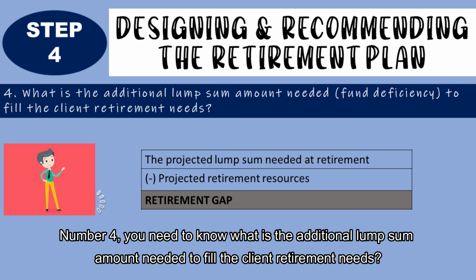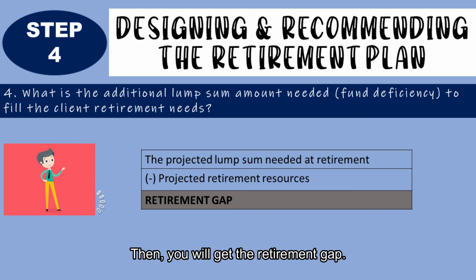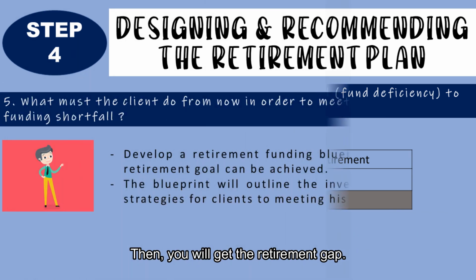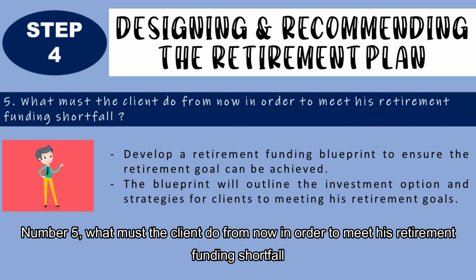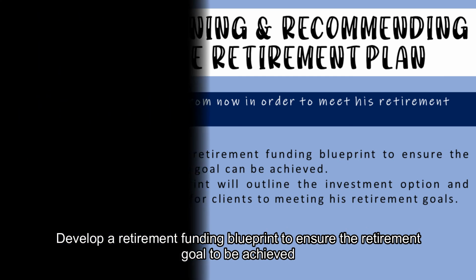Number 4, you need to know the additional lump sum amount needed to meet the client's retirement need. In order to find the retirement gap, you need to subtract the projected retirement resources from the projected lump sum needed at retirement. Then you will get the retirement gap. Number 5, what must the client do from now in order to meet his retirement fund shortfall? Develop a retirement funding blueprint to ensure the retirement goal is achieved.